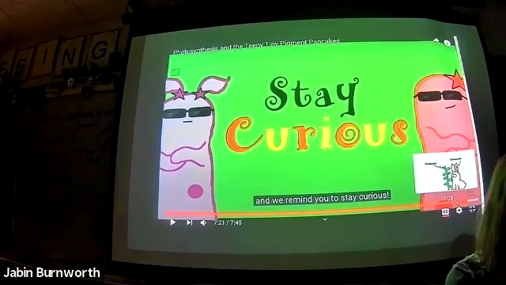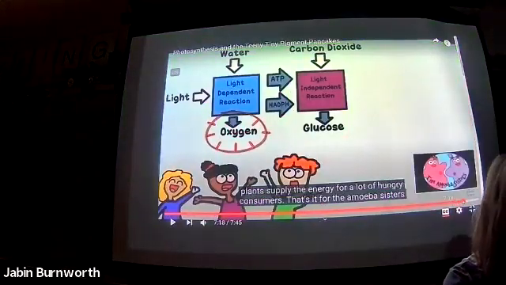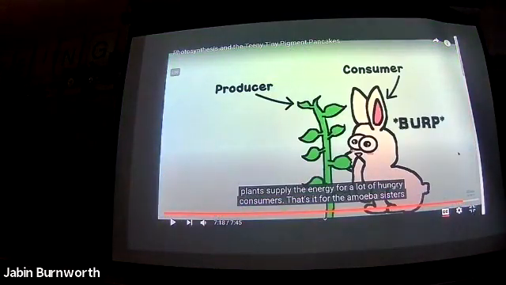Question. If this, hold on a quick second, then I'll let you ask your question. What kind of consumer is this? It's a rabbit. Close. Primary. Why is it primary? It's eating plants, right? If it was eating an insect, it would be secondary.